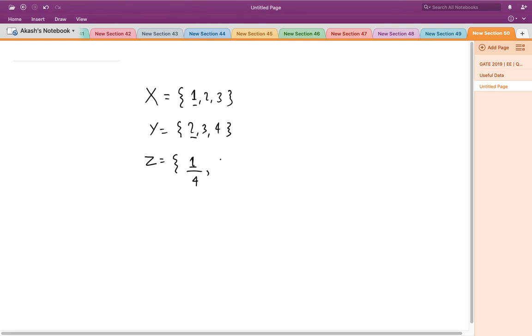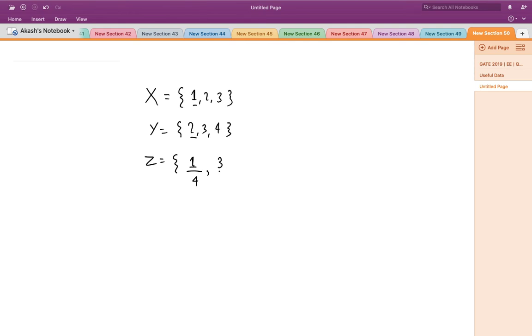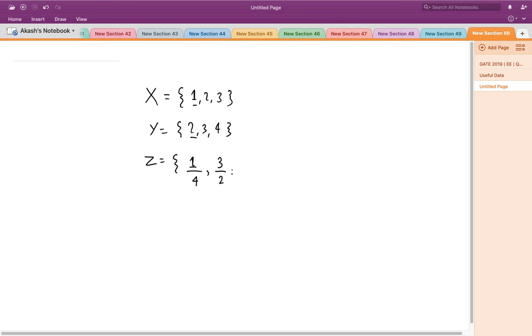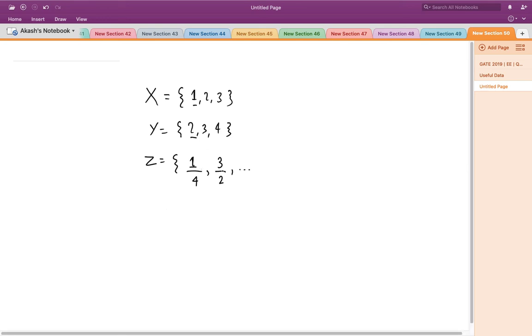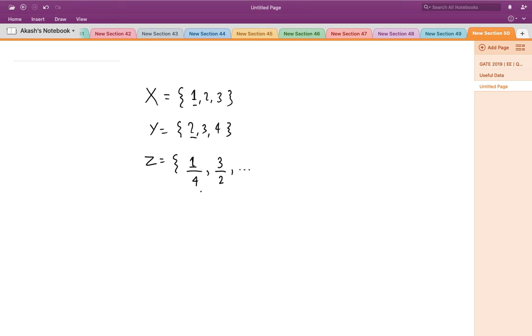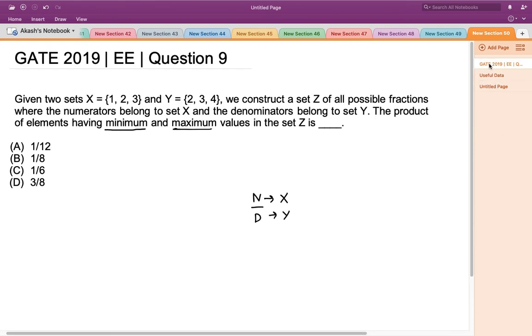Conversely, if I take the maximum value from the set x and the minimum value from the set y, then this would be my maximum value from the set z. So this would be the maximum value in the set z. Now I have my minimum and the maximum values. Now if I multiply these two terms, the final answer that I would be getting would be 3/8, which matches with option D.